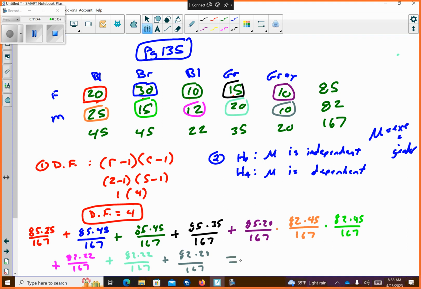Plus 82 times 20 divided by 167. And then this is where you want a calculator that's going to handle this. Like Desmos can handle it if you go all the way across.